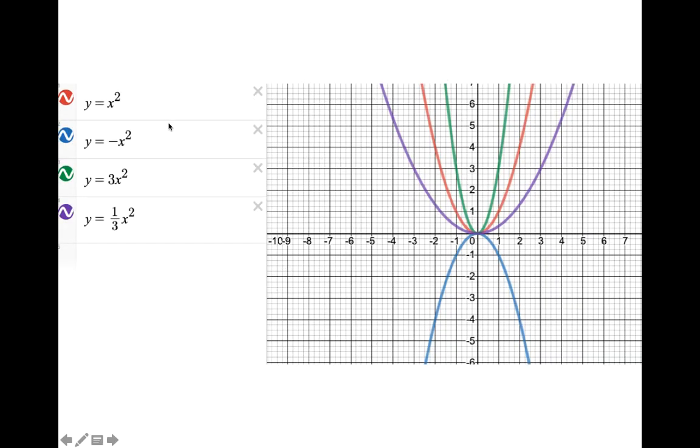Your original, I put it over here so you could see the colors and keep them straight. The original one is red. When you put a negative in front, it flips over the x-axis. We say it reflects in the x-axis. When you put a 3 in front, it got really skinny. It's the green one, because it's almost like the slope gets steeper, but we don't talk about it as slope because it's not constant, but the sides do get steeper. And then for the 1/3, it's the purple one. So it starts to get a little flatter.